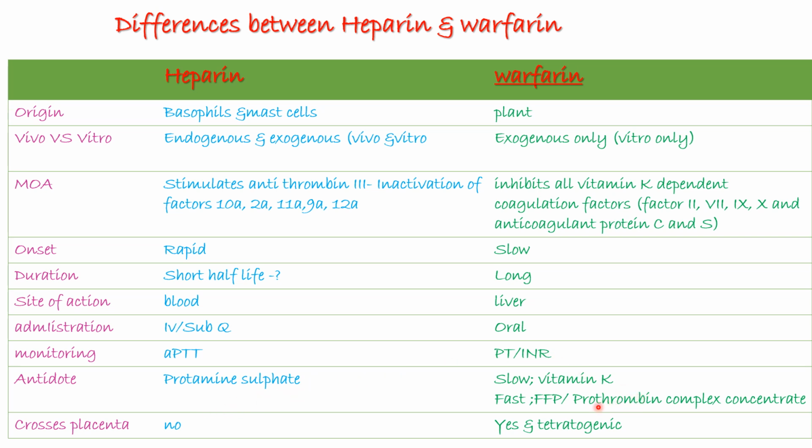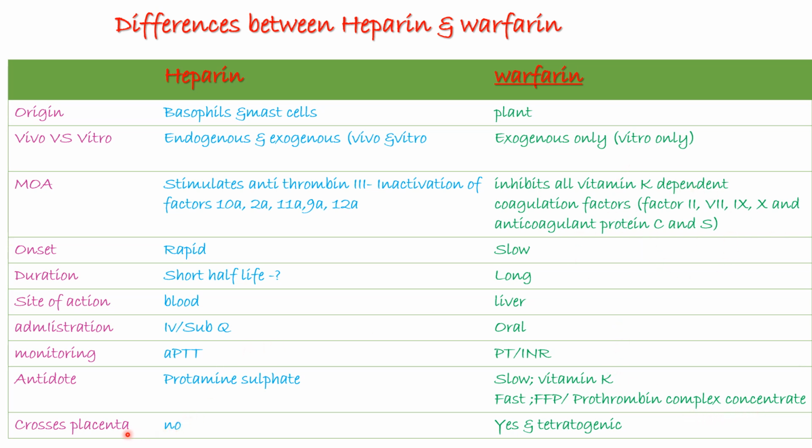Whereas for warfarin, we have 2 reversal options, where you have the fast one and you have the slow one. So for the first one, you give FFP, or you give prothrombin complex concentrate. While for the slow one, you give vitamin K, because as I said, warfarin is a vitamin K antagonist. The reason for giving FFP and prothrombin complex is because they have these factors that we want.